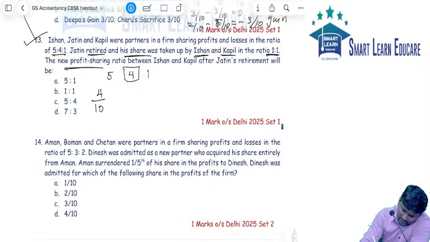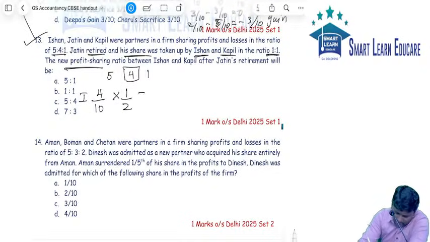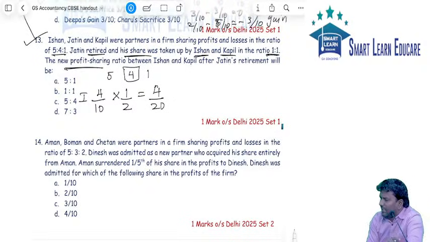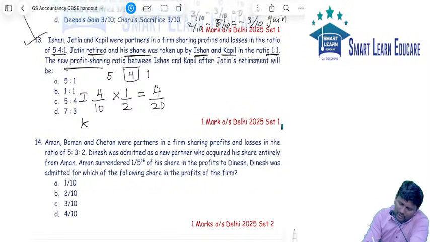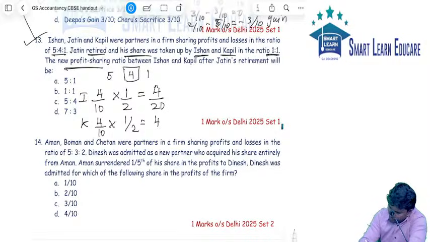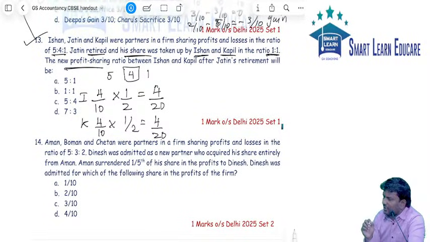1:1. அப்போ I இதில் எவ்வளோ எடுத்துக்கிட்டான்னா 4/10 × 1/2. அப்போ I எவ்வளோ எடுத்துக்கிட்டான்னா இட் இஸ் 4/20. 4/20 is taken by I. Similarly, K எவ்வளோ எடுத்துக்கிட்டான்னா 4/10 × 1/2. Tell me 4/10 × 1/2. It is same 4/20.